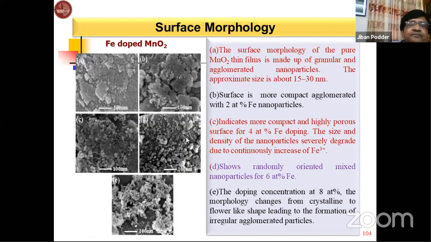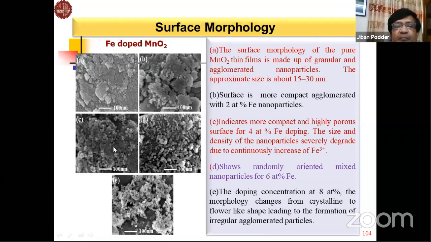The mainly iron doped manganese oxides. Here the surface morphology of pure manganese oxide thin films is made up of granular and agglomerated nanoparticles, and the approximate size is about 15 to 30 nanometers. But when we doped 2% iron into the manganese oxide, the surface is more compact.